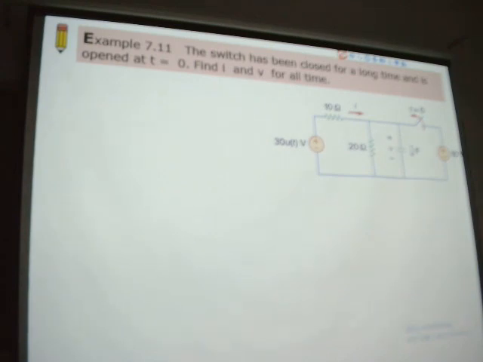Okay. Anyway, we still have another example. Just follow the steps. Step one, draw the figure. This one is for t greater than 0, and this one for t smaller than 0. Okay? Yes, t greater than 0.